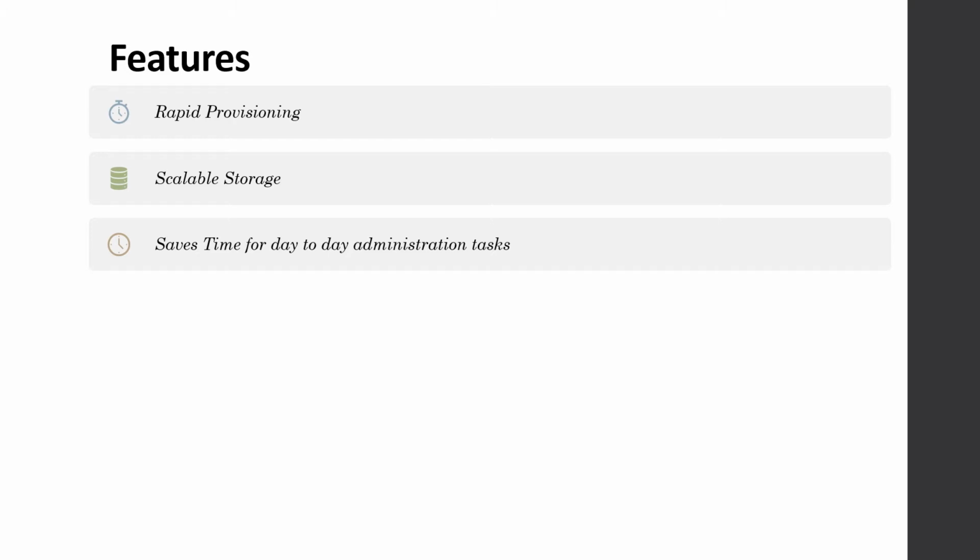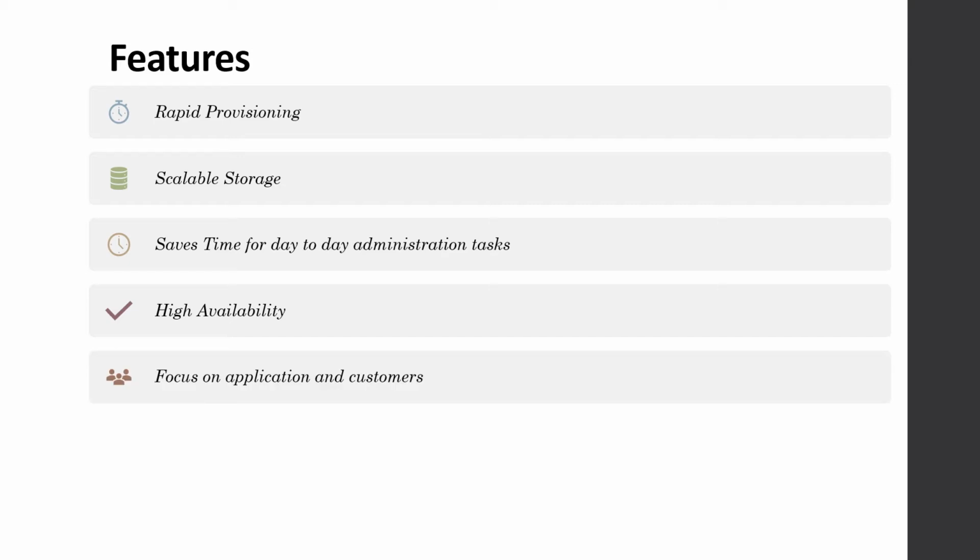Third, saves time for day-to-day administration tasks. Since most of the basic admin tasks are taken care of at the backend by the AWS team, you need not be worried about basic DBA tasks here. Fourth, high availability. The features like multi-AZ and read replica add to high availability and durability. Fifth, focus on application and customers. Since the basic DBA task related time is saved, much of the time consumed in that area can be leveraged and consumed in better application development.